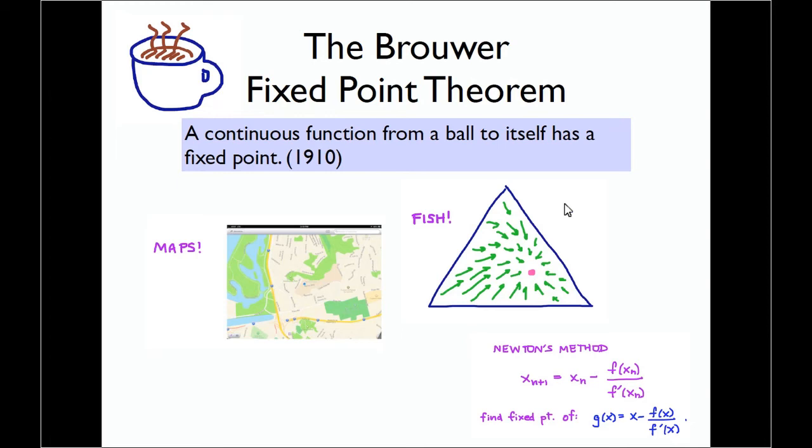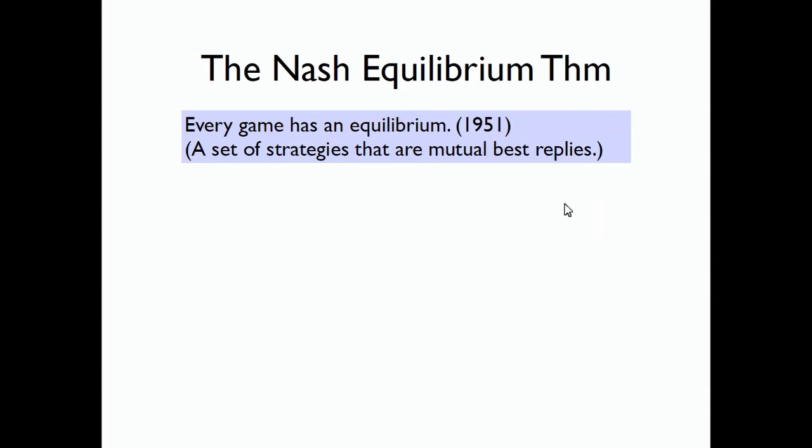In fact, here's another surprising one, in economics, known as the Nash Equilibrium Theorem. So how many of you have taken an econ class? Okay. Well, if you become a professional economist, you can't avoid this idea in economics called the Nash equilibrium. Basically, what it says is every game, the game is just a strategic interaction between players, has to have an equilibrium. An equilibrium is a set of strategies that the players can play that are mutually best replies to one another.